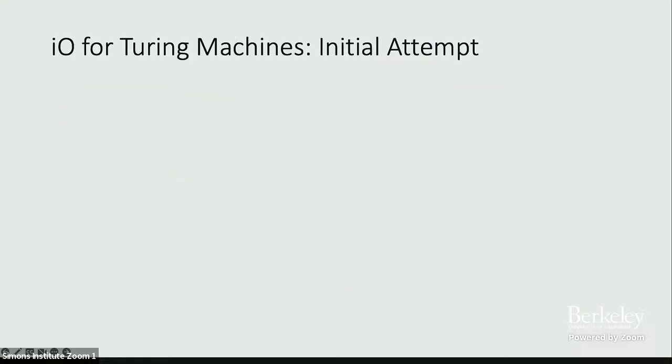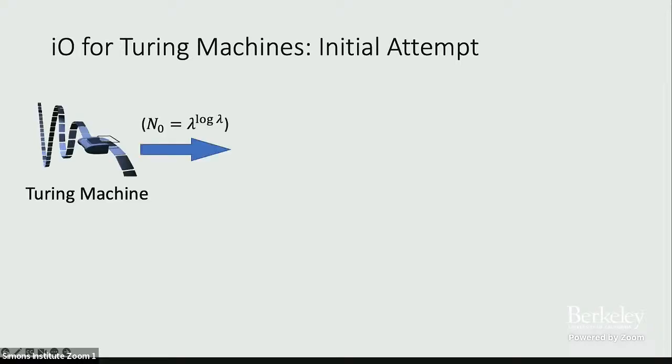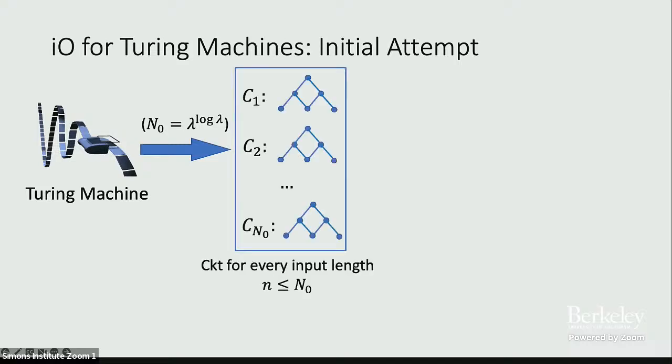So to build I/O for Turing machine, here is our initial attempt. Given any Turing machine, we are going to first set a slightly super polynomial upper bound, N0, on its input length. N0 is set to be lambda to the log lambda. For any input length n bounded by this N0, we convert this Turing machine to a circuit that emulates the computation of this Turing machine for the input length n. So we can obtain a series of circuits from C1 to C capital N0.